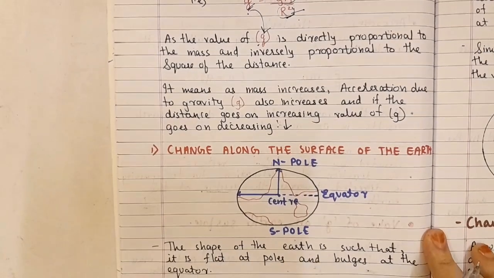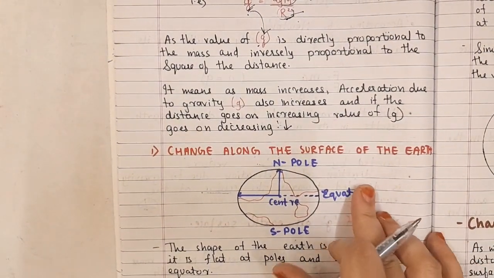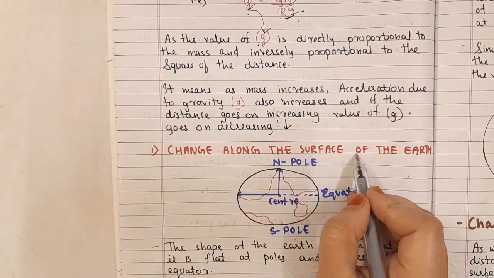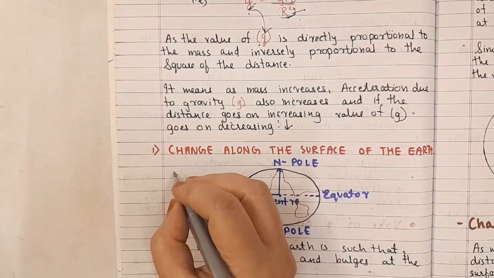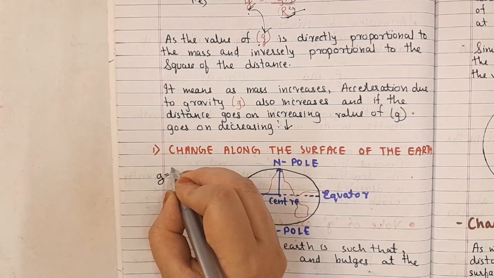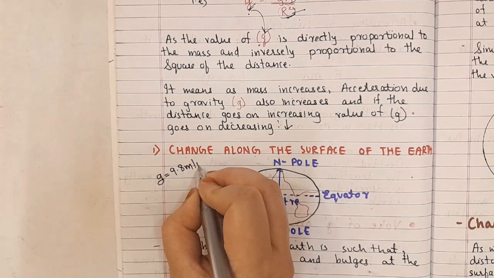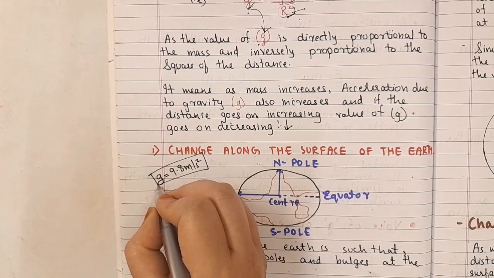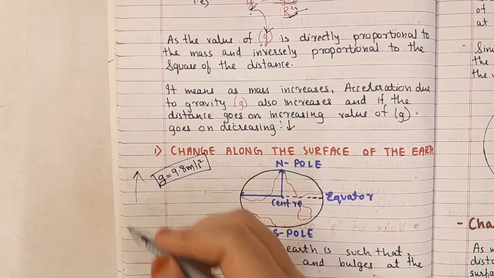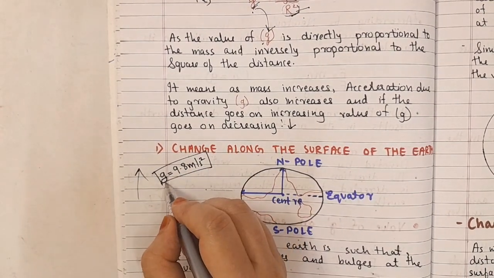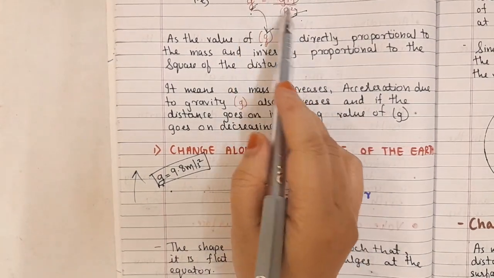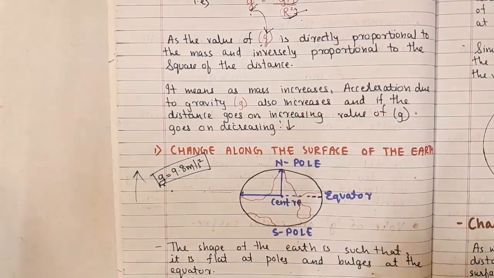Okay, now just see how the value of g changes on the different surfaces. Change along the surface of the earth. Students, the value of g on the surface of the earth, we have seen that it is 9.8 meter per second squared. Now as we move higher from the earth's surface, this value decreases, because distance and g are inversely proportional to each other.